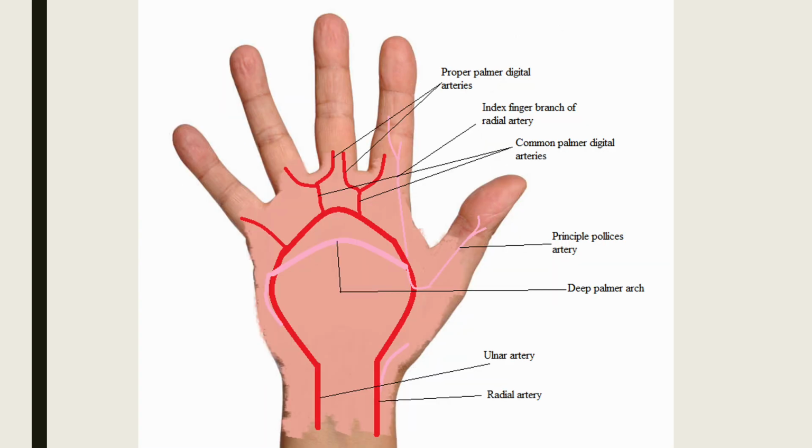Blood is delivered to the hand by the radial and ulnar arteries. The superficial and deep palmar arches connect these 2 vessels in the palm of the hand, and further branches go to the proper palmar digital arteries and palmar metacarpal arteries to the finger webs.